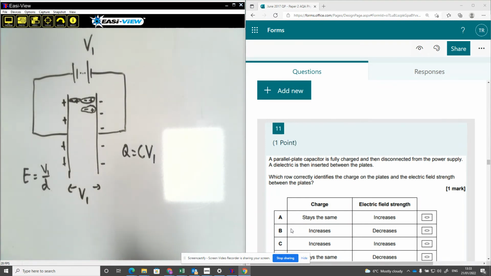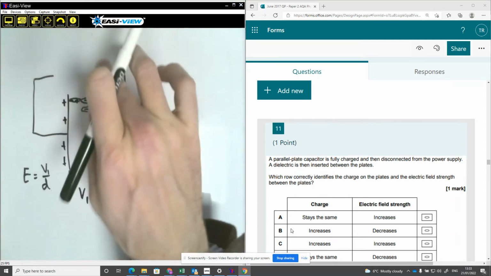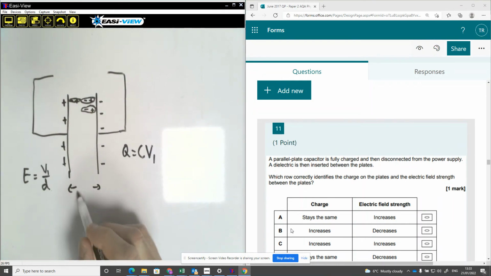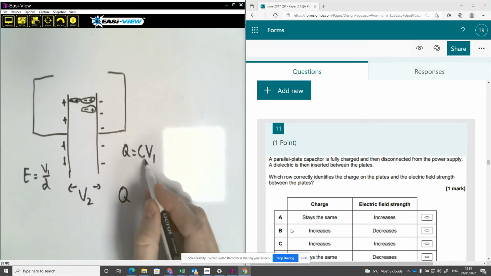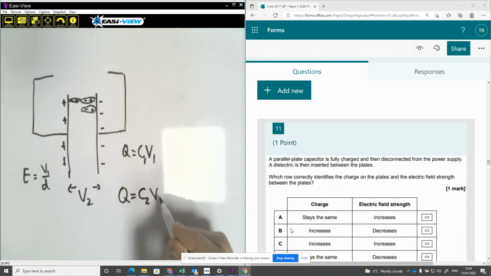That also reduces the voltage. Now if we disconnect the supply, the voltage drops slightly to V2. The charge stored is still the same, still Q, but now we've got a different capacitance. Where we had a lower capacitance C1 and V1, we've now got a higher capacitance but a lower voltage, because the charge stays the same.